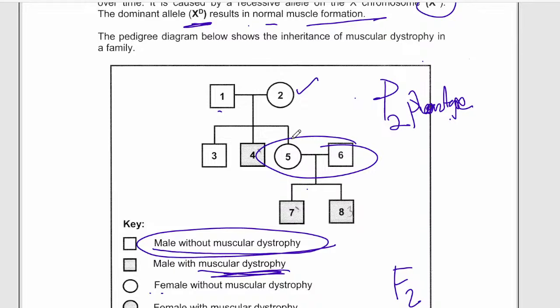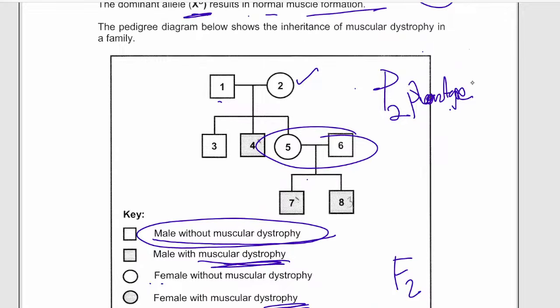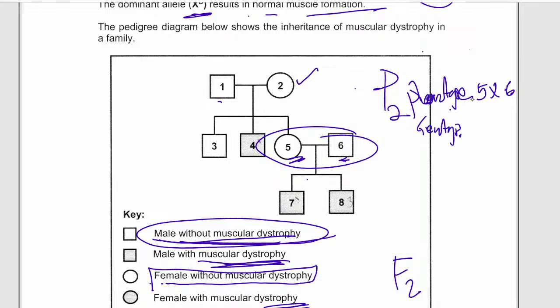So they are saying, yes, genotype. What is the genotype here? You'll find out that the genotype here is 5, a female without the disorder, crossing with 6, a male also without the disorder. You understand? Then you go to the genotype. So you write it here in full, just that the space is too small.